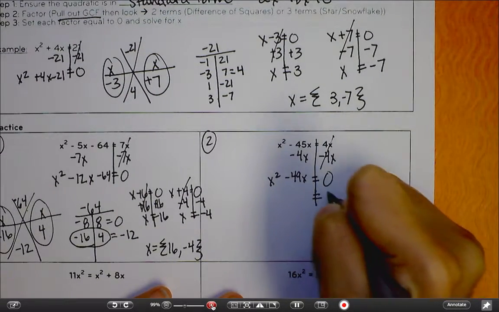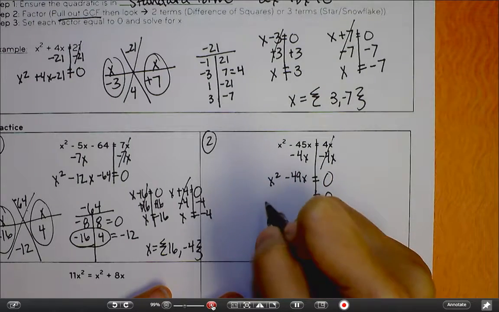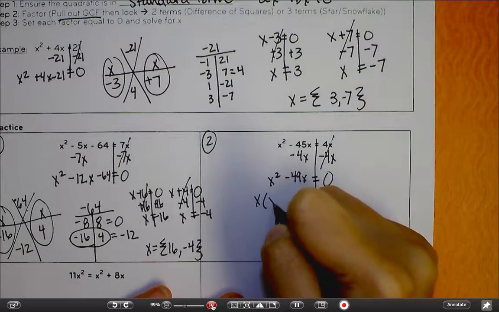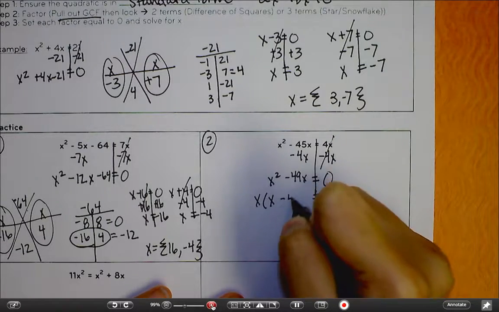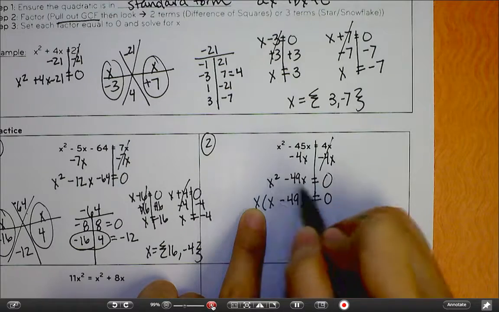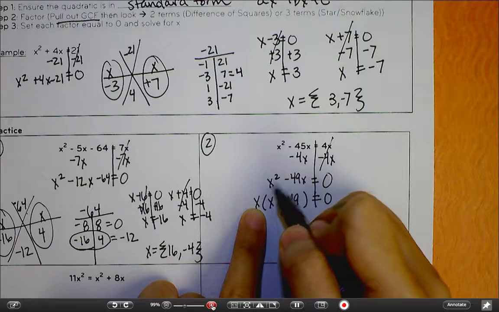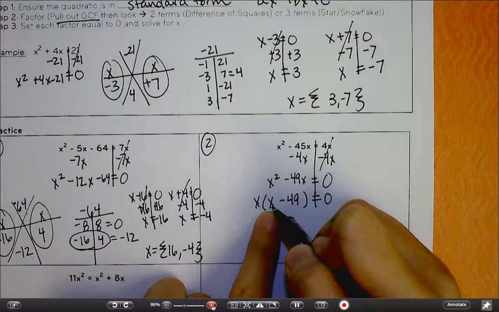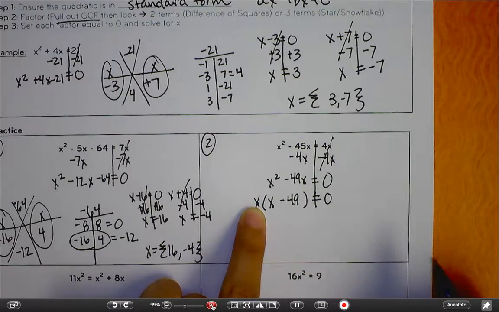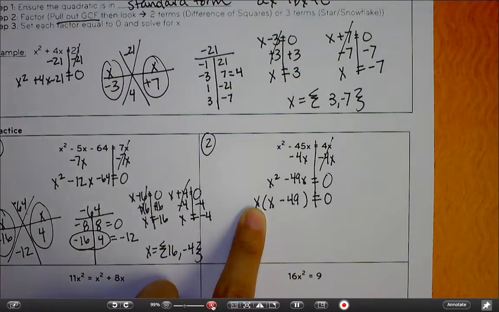So this is going to stay equal to 0. I'm going to pull x out. So I would have x minus 49, because I'm going to divide everything by x in order to get that. So x squared divided by x gives me x. 49x divided by x is going to give me 49. Basically, I just pulled it out.